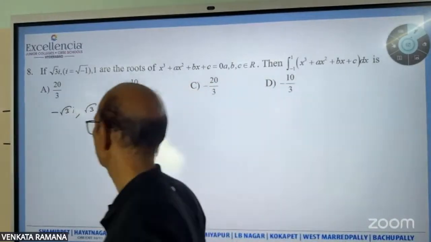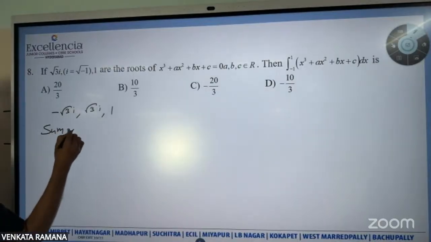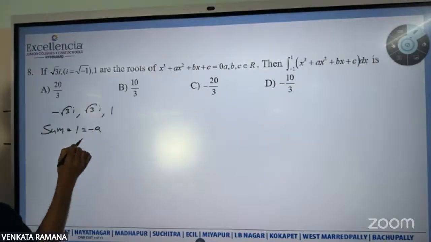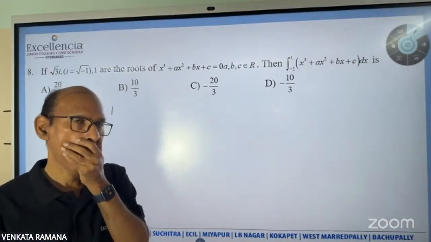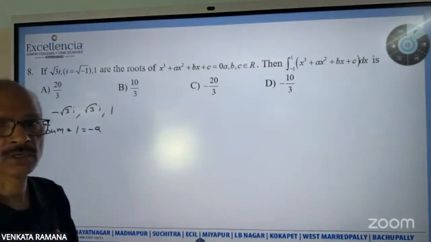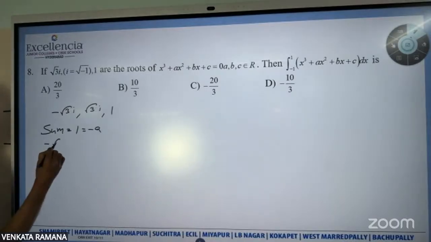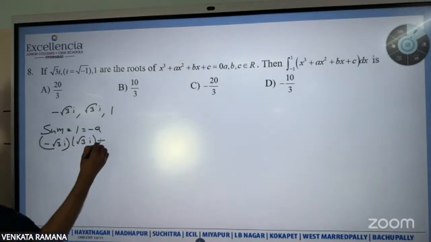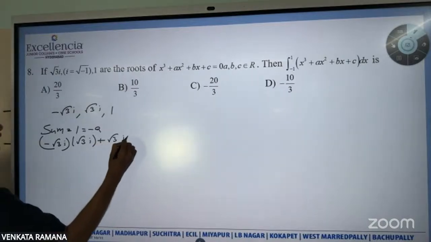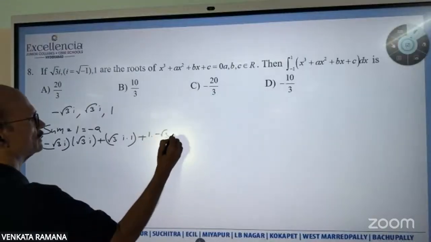Can you tell me the sum of the roots now? The sum of the roots equals 1, which equals minus a. Now the sum of the product of the roots taken two at a time: minus root 3i into root 3i, plus root 3 times i into 1, plus 1 times minus root 3i.